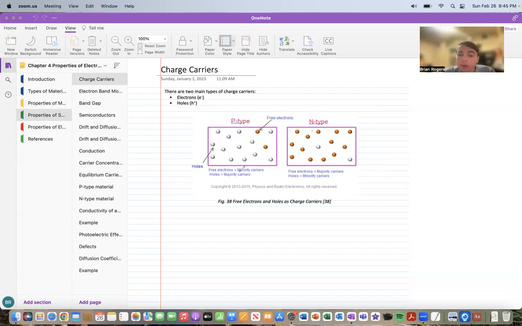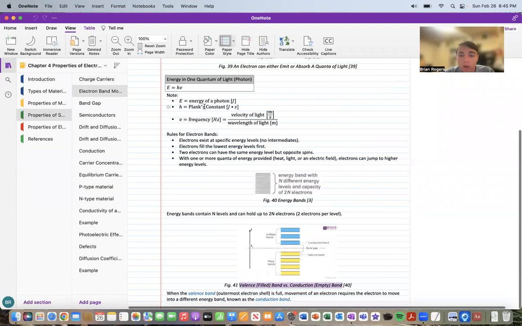And so majority versus minority carriers: in a p-type, holes are the majority carriers, but in an n-type, electrons are the majority carriers. The minority carriers for p-type are free electrons, whereas the minority carriers for an n-type are holes. And so we're going to look at the electron band model.